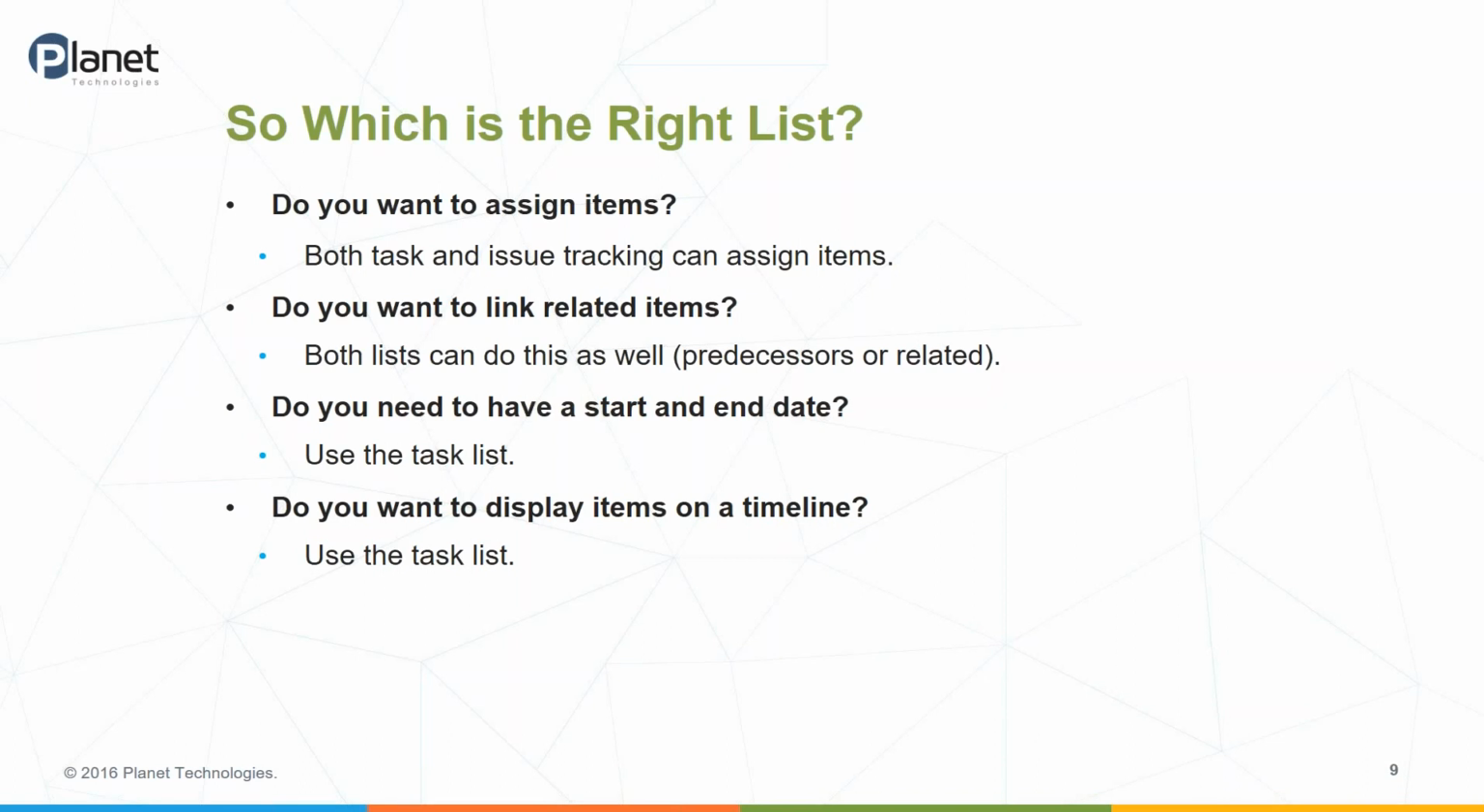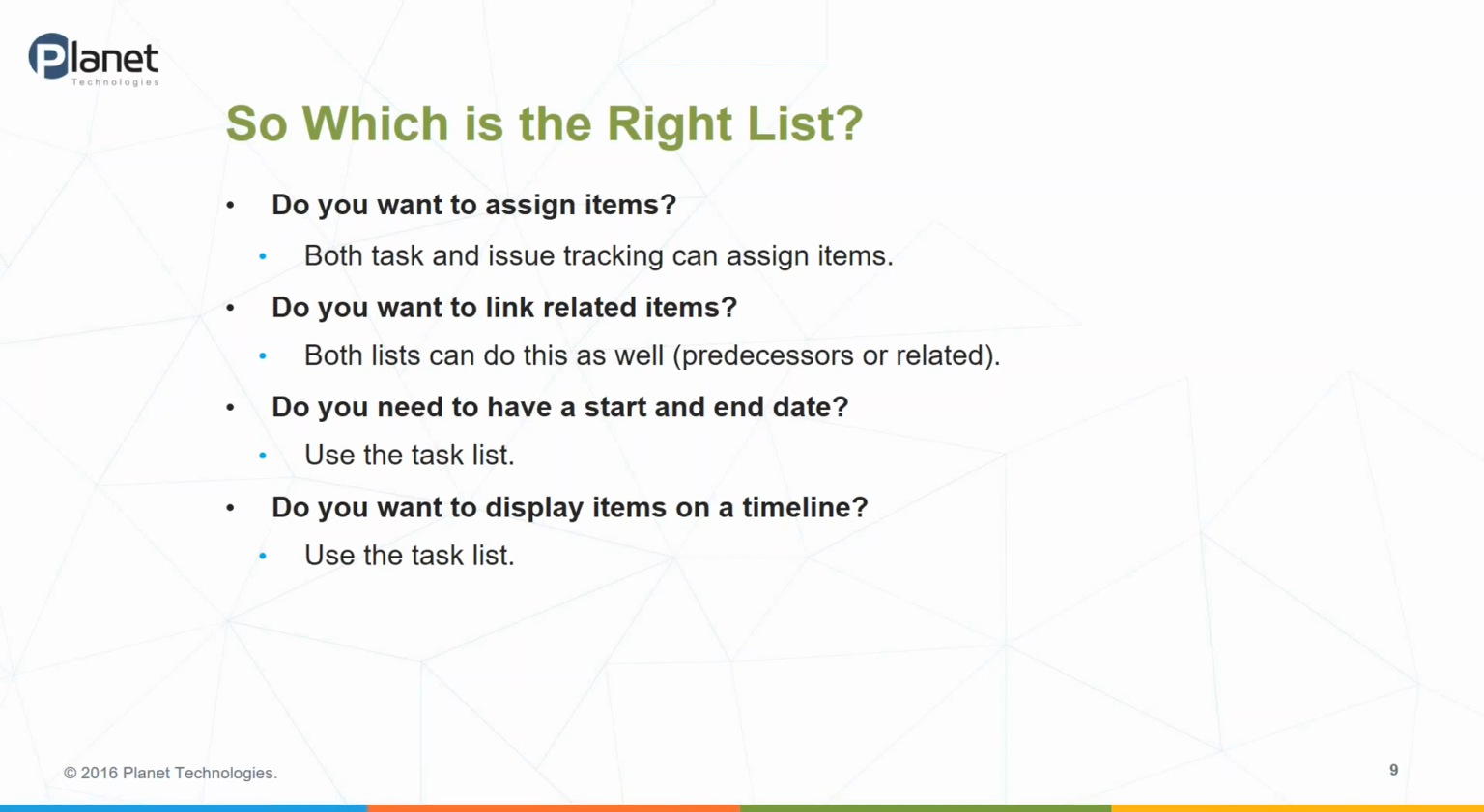And then you can get a little bit more fine-tuned. Do you need to track the start and end date of items? There's a great argument for doing the same thing in an issue tracking list. You may want to know the start of an incident or the start of an issue if you have a ticketing system, and you could easily add that column into the issue tracking list.